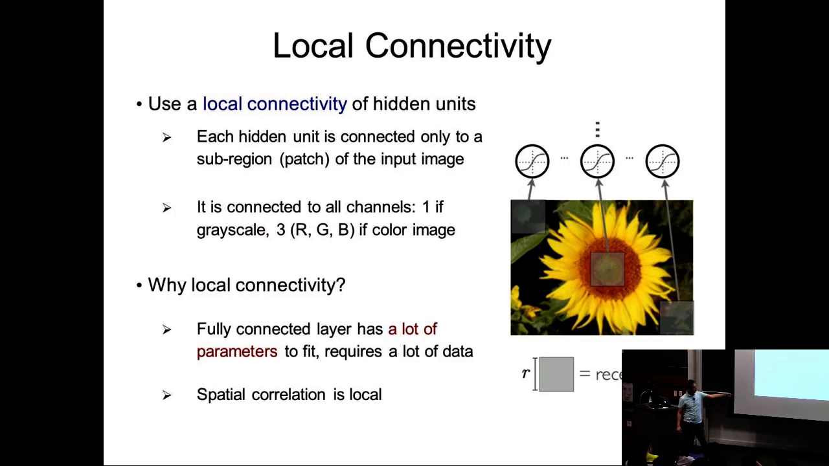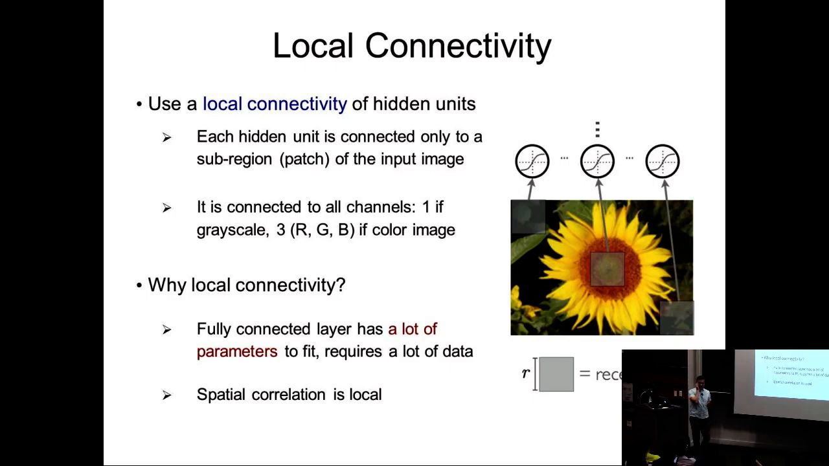This is sometimes called the receptive field. All these pixels in this region are connected to the hidden units, and all the pixels in this region are connected to this hidden unit, right? So it's connected to all channels: 1 if it's grayscale, or 3 if you have 3 different channels. So why would you want to have local connectivity?